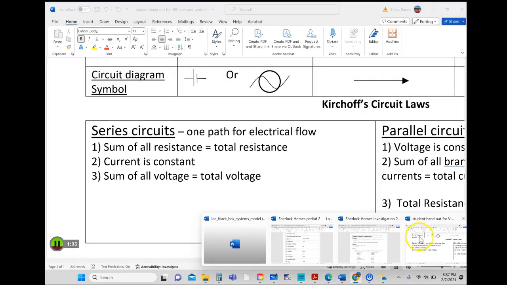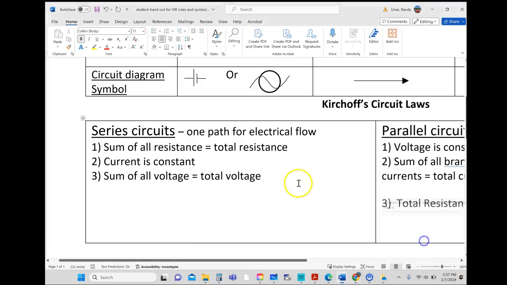Once you have that document downloaded, this is the document that I want you to find, that student handout. The first thing we need to look at is the rules for a series circuit. A series circuit only has one path for the electricity to flow through. The first rule: sum of all resistance equals total resistance. So basically, all you're doing is adding up all of the resistors around that circuit, and that is your total resistance. It's actually pretty easy.